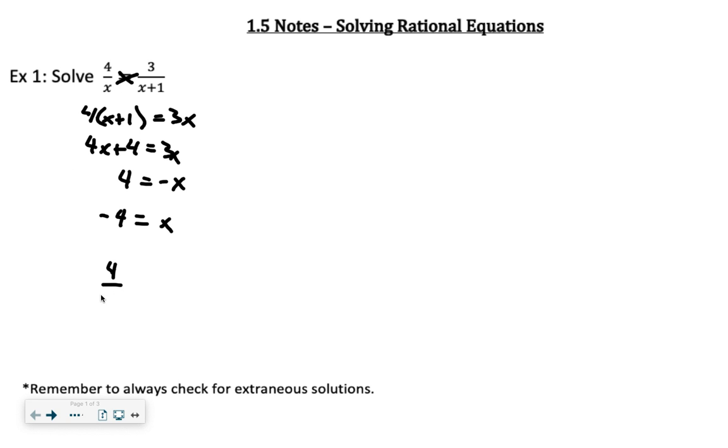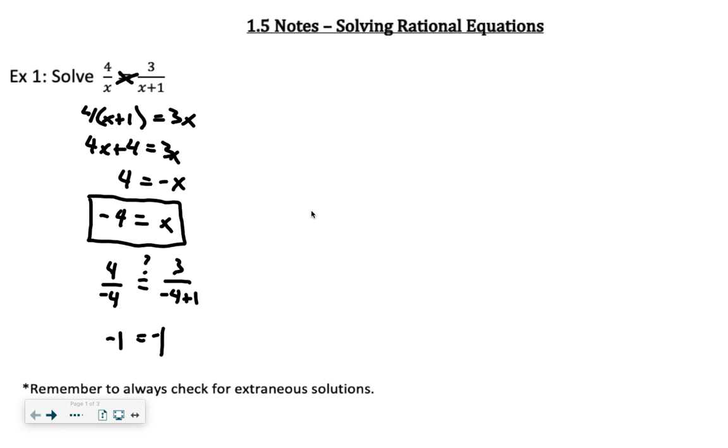So I'll have 4 over -4. And I'm checking to see if that equals 3 over -4 plus 1. So 4 over -4 is just -1. Here I get 3 over -4 plus 1 would be -3. So 3 over -3 is -1. This is a solution, okay? But we always have to check for an extraneous solution when we're solving rational equations, all right?